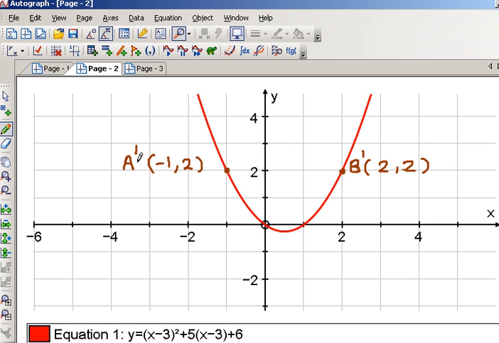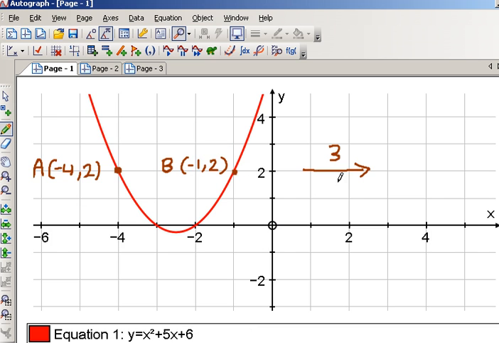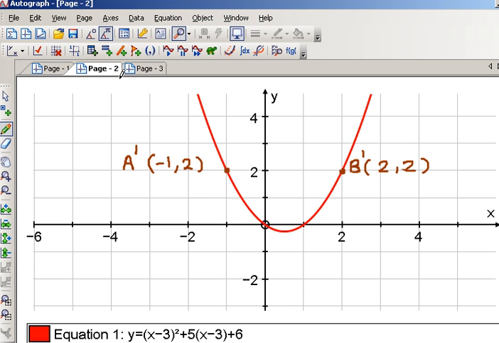Once you've applied a transformation to a graph, the new points shouldn't be labelled A and B again. They are different points now. So this is A dash, this is B dash, the new points. B was at -1, 2. It moves 3 units to the right, so it ends up here, which is 2, 2.